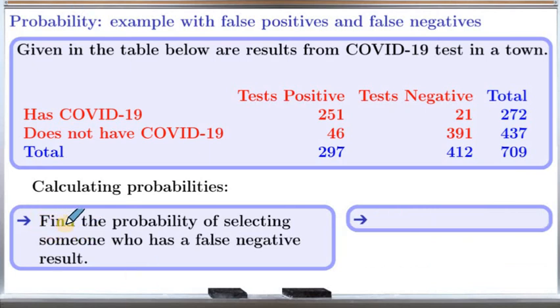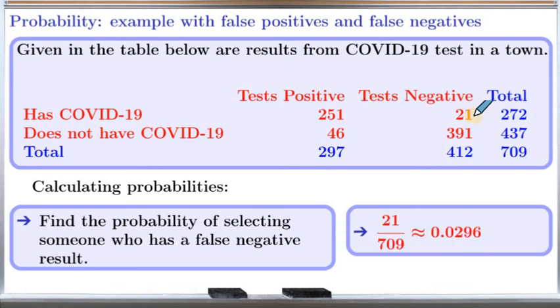Now we have to find the probability of selecting someone who has a false negative result. For this one, we have to look at who has a false negative result. It would be this one. So the probability would be 21 over 709, which is approximately equal to 0.0296.